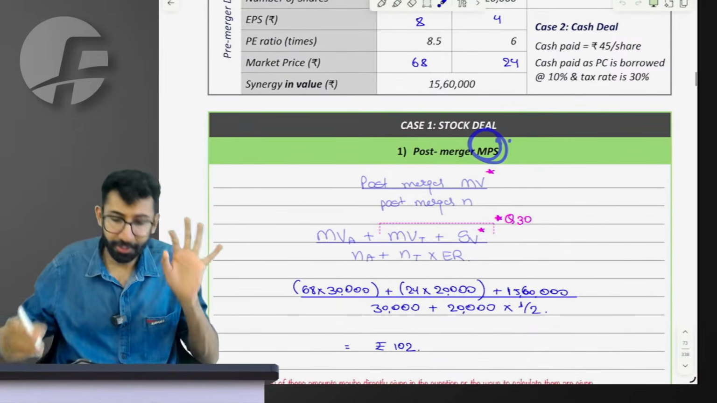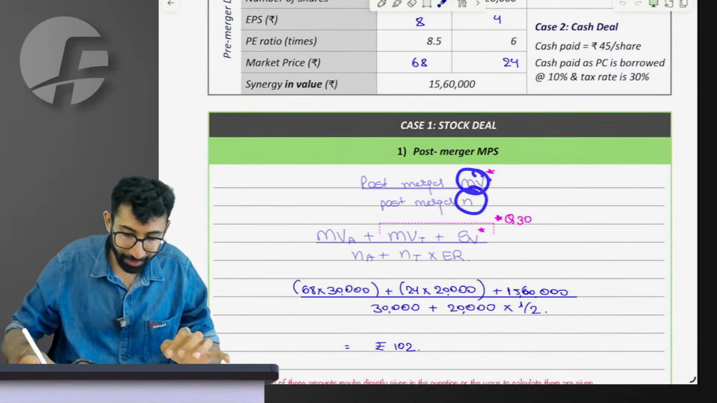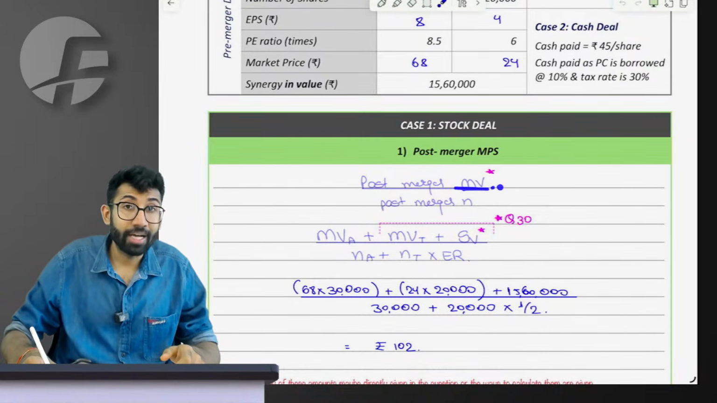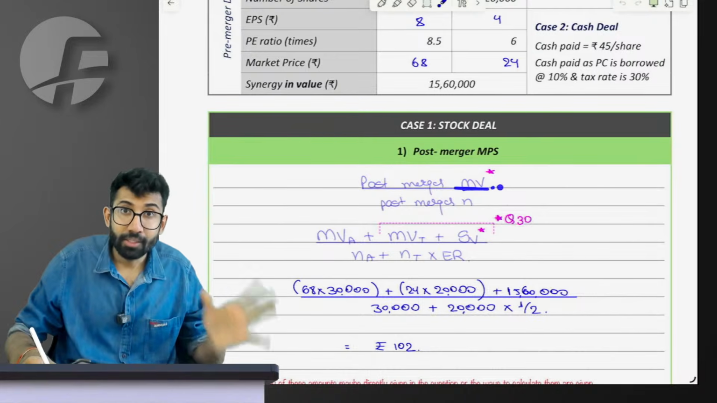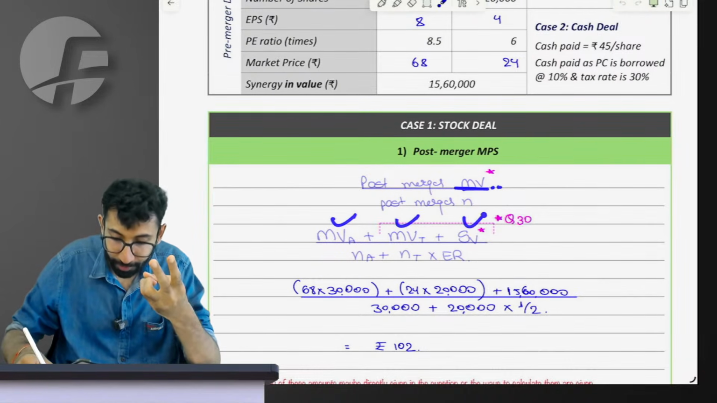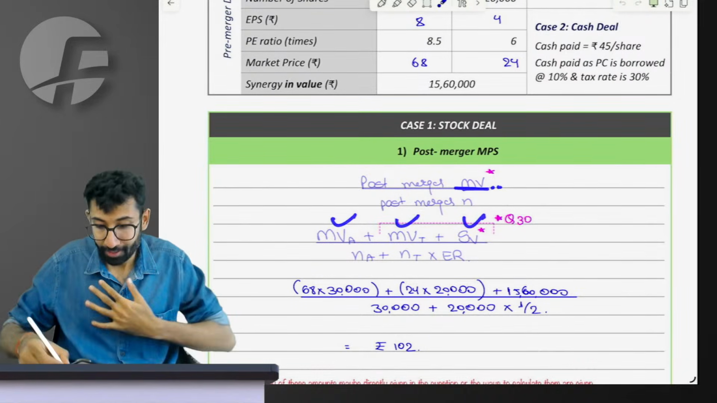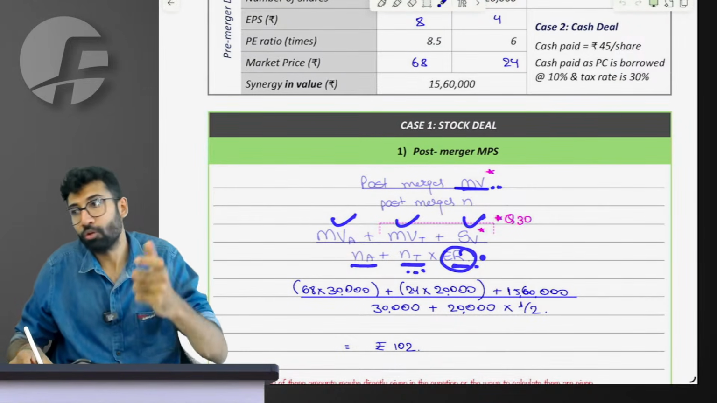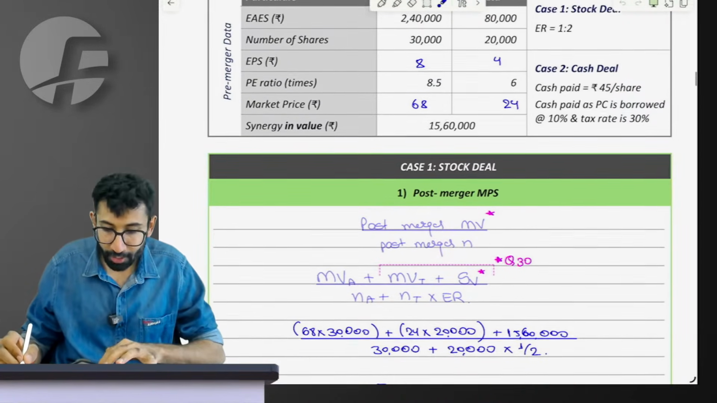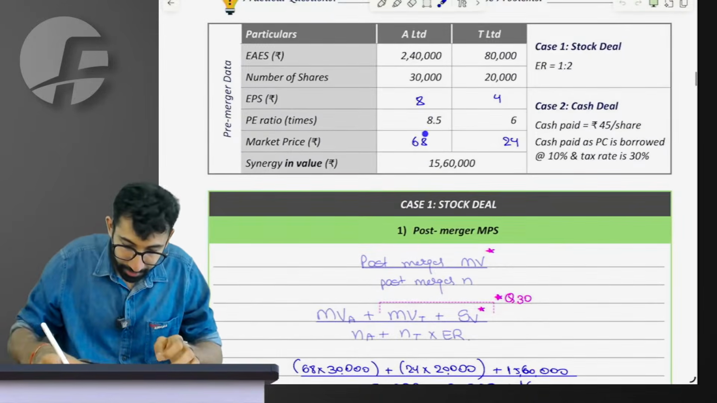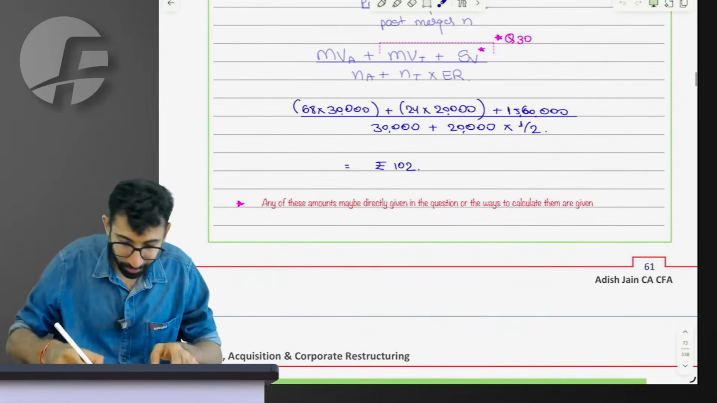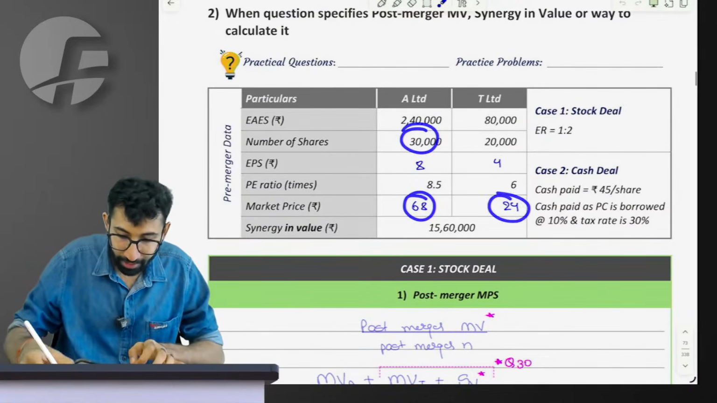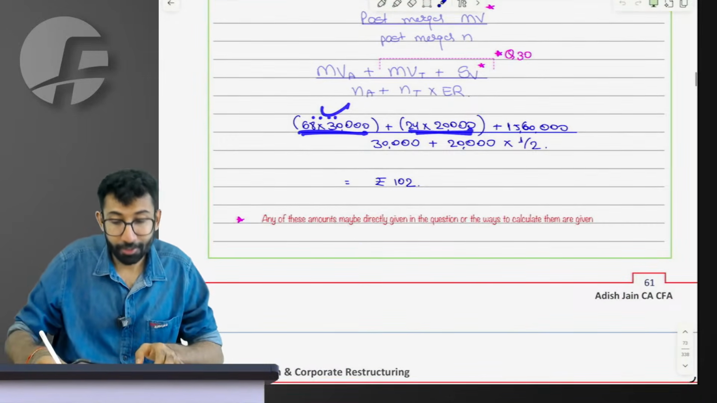The common sense remains the same, that post-merger MPS is market value divided by number of shares. The only difference is the market value, and when I find it, I will not do PAT into PE. I will do my value plus your value plus synergy in value, divided by my shares plus, against your 20,000 shares, I'll give you an exchange ratio of 1/2. So accordingly, the number of shares issued to you. So I will say 68 multiplied by 30,000 is the market value of A. 24 multiplied by 20,000 is your pre-merger market value.